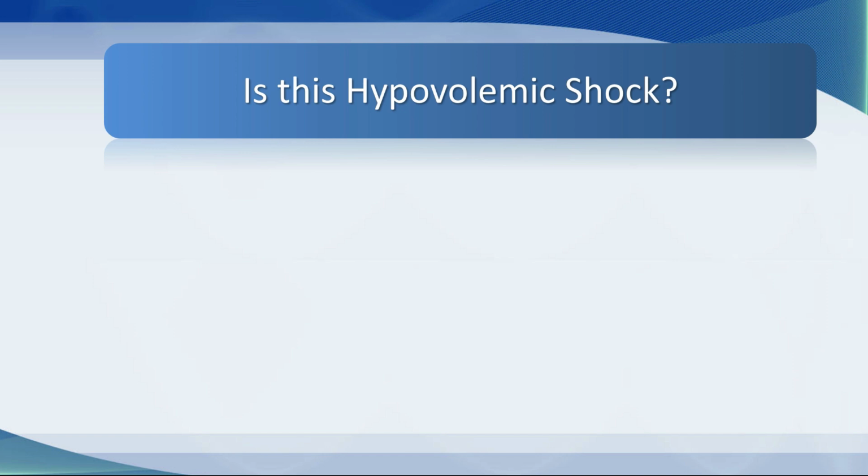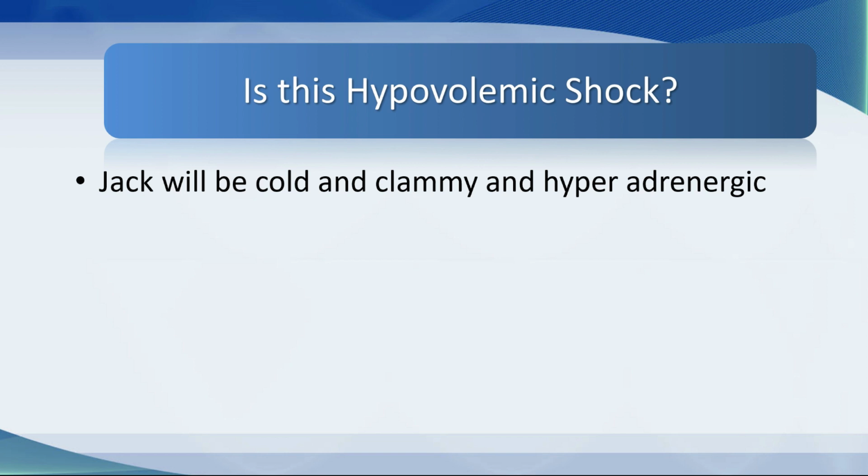Now, with respect to Jack, who's been knocked off the bike, is this hypovolemic shock? Well, Jack will be cold and clammy and hyperadrenergic, irrespective of whether he's lost blood or not. He's been hit by a bike, he's badly injured, he's got fractures all over the place, lung contusions, probably a couple of fractured limbs.